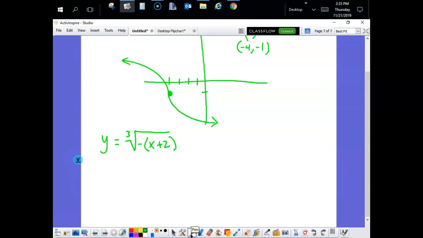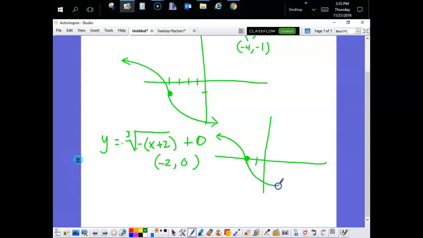What's my starting point? -2, 0. Okay? So, up or down? Left or right? So up and left would look like that, right? But don't forget the tail, because it's a cube root.